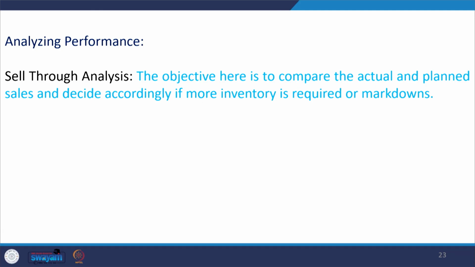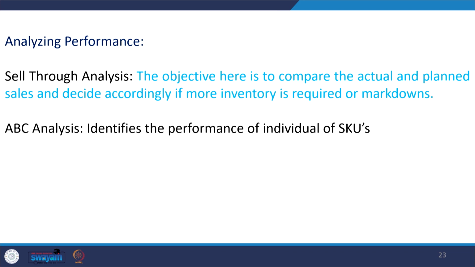Sell-through analysis is basically a process in which we compare the actual and planned sales, and then we decide if more inventory is required or whether you need to go for markdowns to clear the existing stock available in the store. And again I would repeat it, even when you have excess stock, there is going to be an opportunity cost associated with it. Sometimes an ABC analysis is also done.